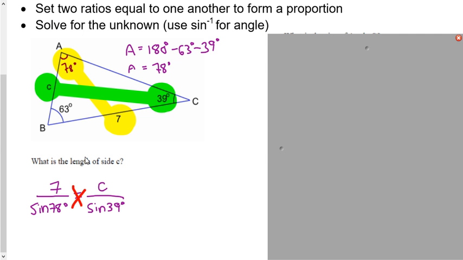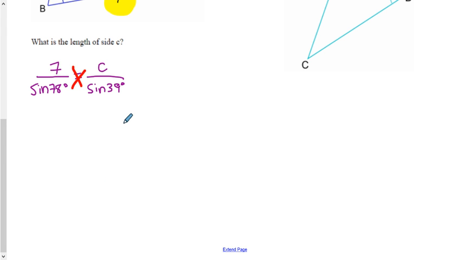On one side, we're going to have 7 times sine of 39. So we'll say 7 times sine of 39. 7 is just a number. Sine of 39 is just a number. And then we've got our C, our unknown, times sine of 78 degrees.